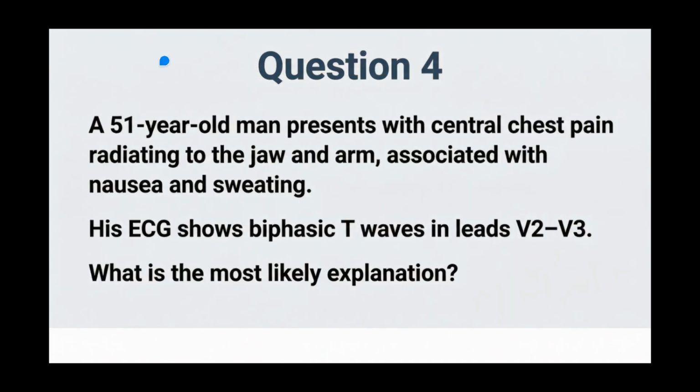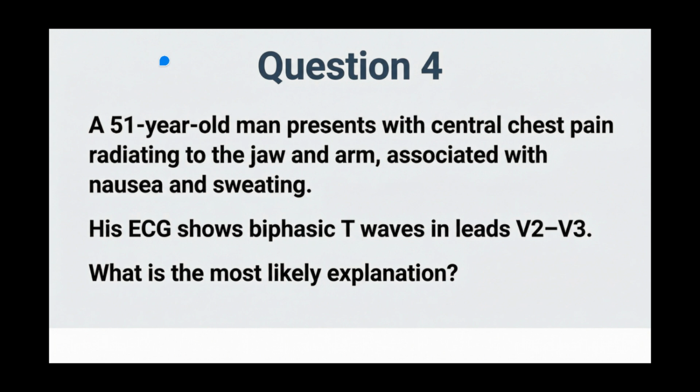A 51-year-old man presents with central chest pain radiating to the jaw and arm, associated with nausea and sweating. His ECG shows biphasic T waves in leads V2 to V3. What is the most likely explanation?